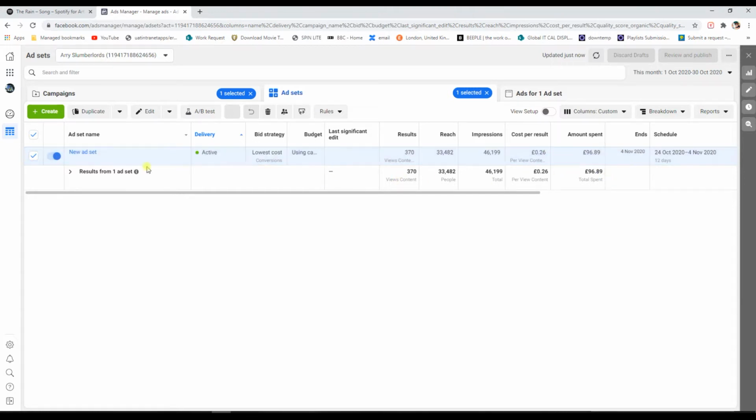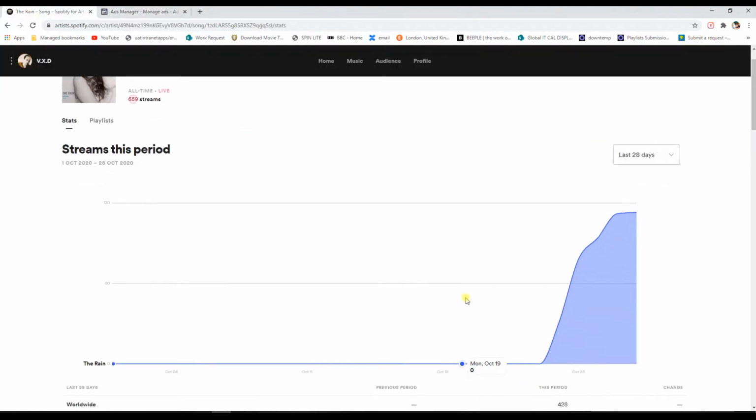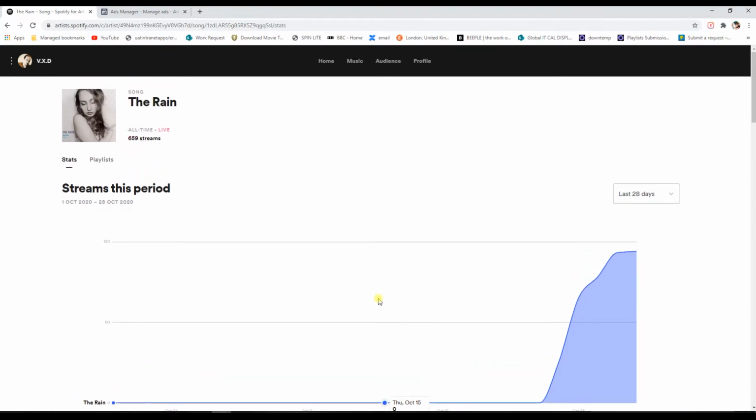Now, compared to my last two campaigns, this is actually my worst result, 26 cents. But in a way, it's not that bad, because at the end of the day, you're looking at streams. The budget is £15 a day, and to get 112, 113 streams for £15 a day, I don't think is too bad a result. I'm expecting more today, maybe a lot more, 150 or so. So this continues to grow, and it's very good.